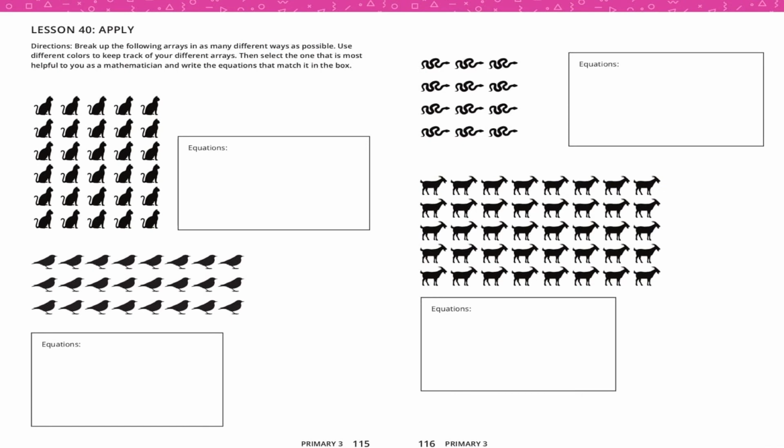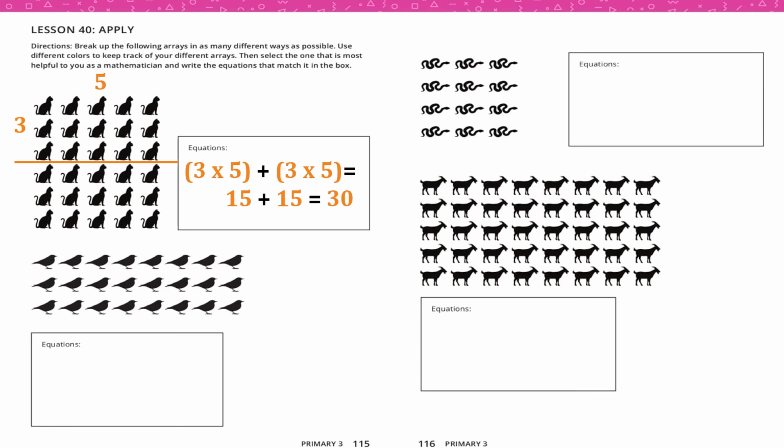Lesson 40. Break up the following arrays in as many different ways as possible. Okay, the first array we will split like this. I can split it in a horizontal way or vertical way, never mind. So the first array will be 5 columns and 3 rows, and the second will be 5 columns and 3 rows also. So 3 times 5 plus 3 times 5 equals 15 plus 15, 30.